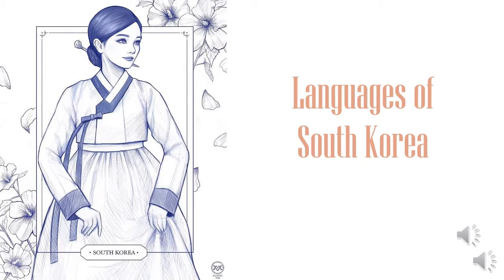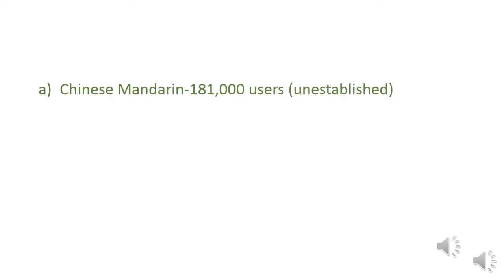Let's now proceed to the languages of South Korea. The languages of South Korea are Chinese Mandarin, English, Jeju, Korean, and Korean Sign Language. Chinese Mandarin has 181,000 users and its status is an established language.